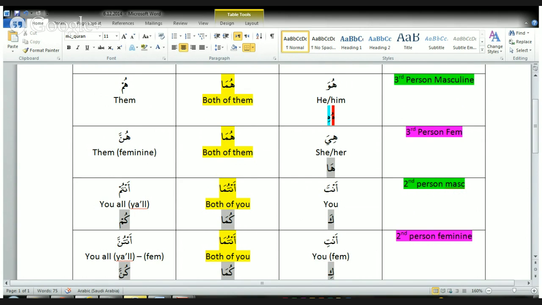Anti, antuma, antunna. Anti, antuma, antunna.